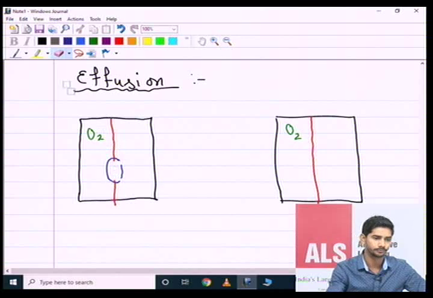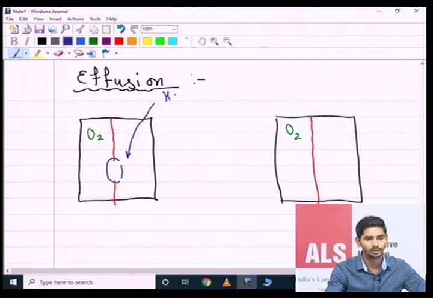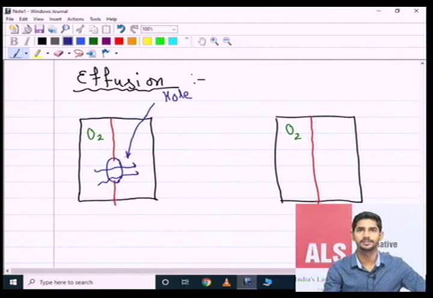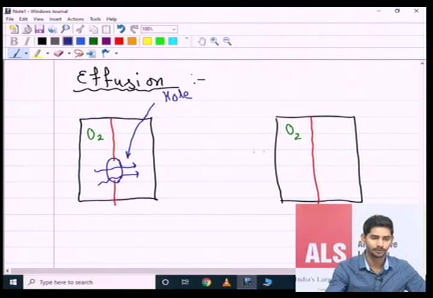This is the hole. So obviously, now gas can start moving from the left side to the right side, which is diffusion.